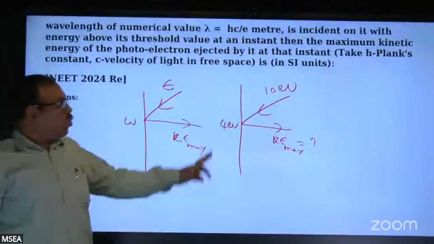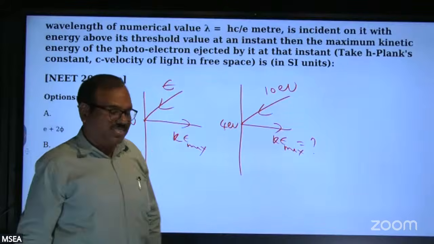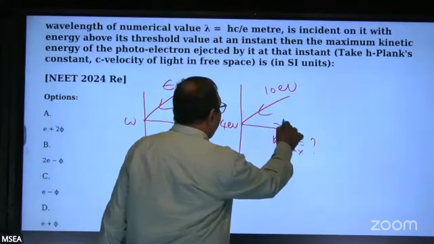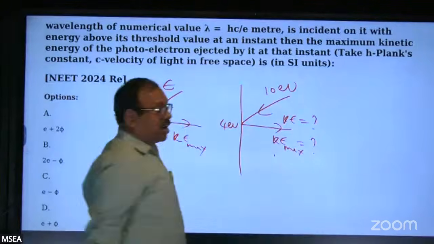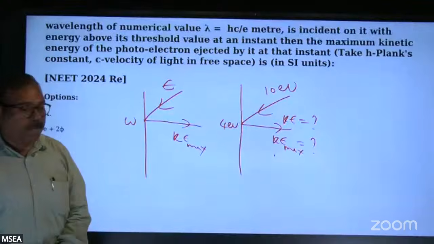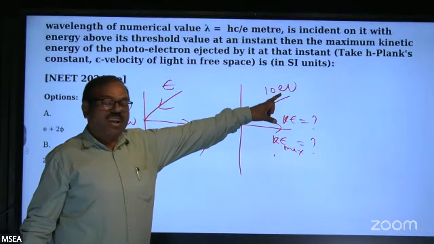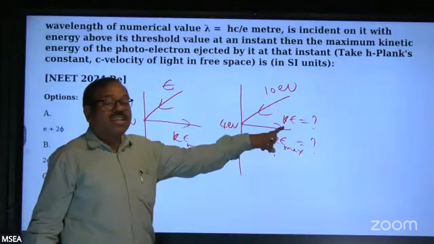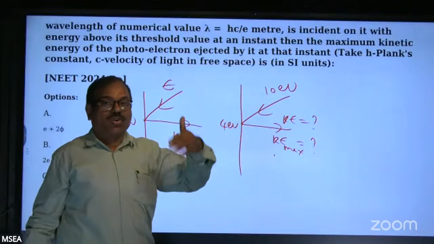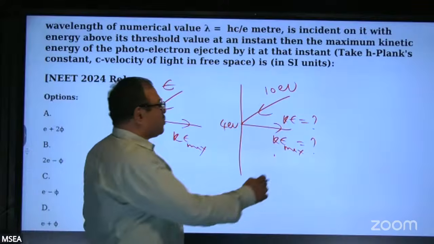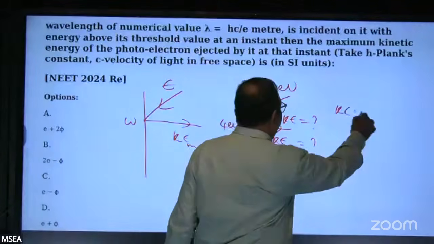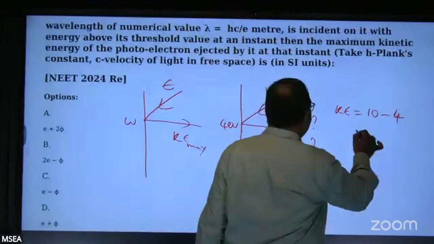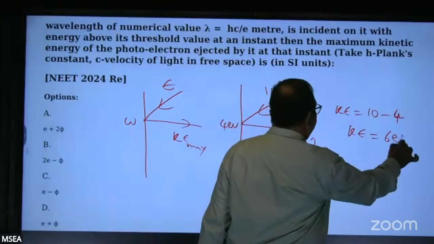How do we get this? There are two questions I'm asking. One is, what is the maximum kinetic energy? Or, what is the kinetic energy of the photoelectron that comes out? This is very important, you must remember. When the energy falling on the metal surface is 10 electron volt and the work function is 4 electron volt, what should be the kinetic energy of the photoelectron that comes out? Whenever they ask kinetic energy, you cannot take the energy falling, 10, minus the work function, 4, and say the kinetic energy is 6 electron volt.